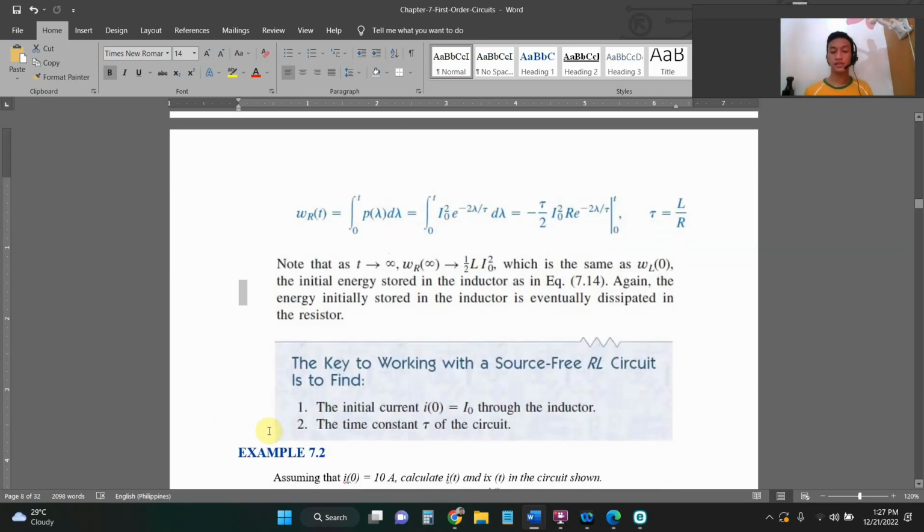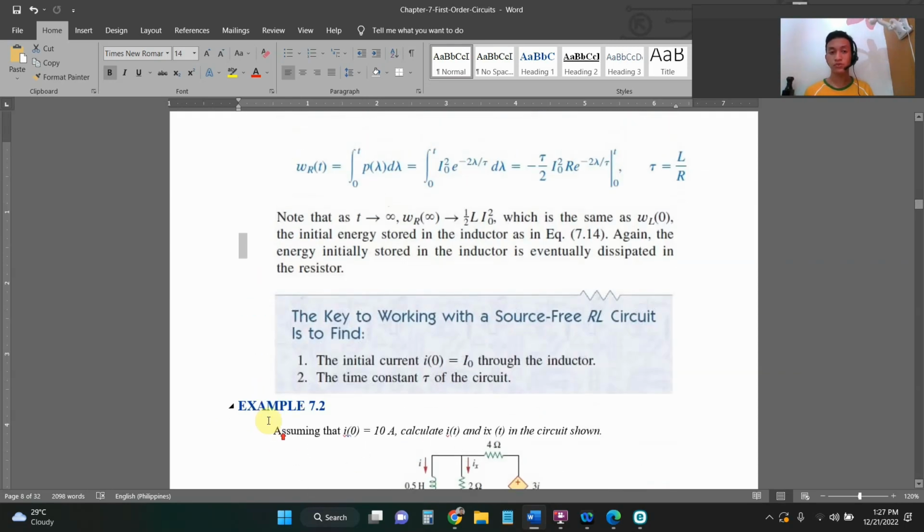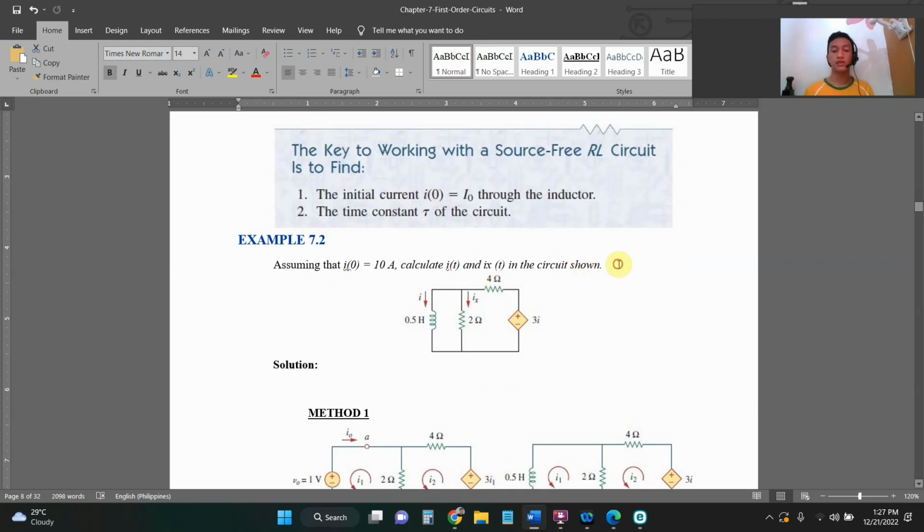And the last point is that the key to working with a source-free resistor-inductor circuit is to find the initial current I sub O through the inductor and the time constant of the circuit. So we should note that there is a difference between the value of tau in capacitor and inductor. So this is for example.